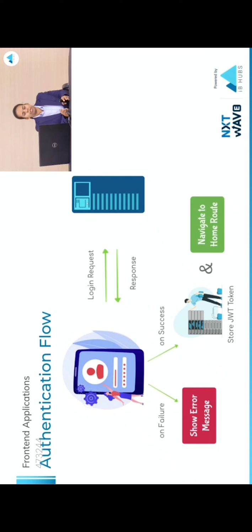So we have to store that JWT token, and also we want to navigate to the home route. Okay, clear? So you understood these steps. Firstly, we'll send a login request, then we'll get a response. In case the response is a success response, then we'll store the JWT token, and then we'll also navigate to the home route. In case the response is a failure response, then we have to show the error message. Okay, so these are the various things that we have to implement in the authentication flow.